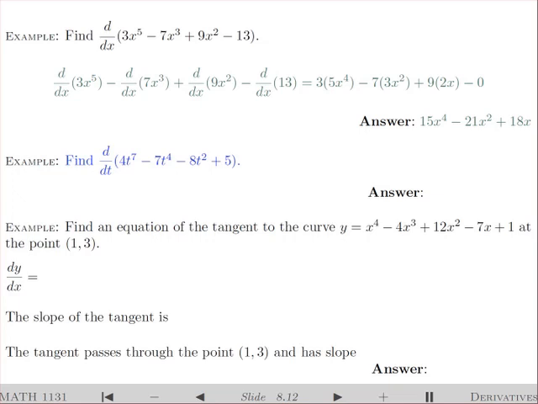The first term is 4t^7. 4 is a constant factor, so I keep it as it is. The derivative of t^7 is 7t to the power 7 minus 1, or 7t^6. And then minus 7 times the derivative of t^4, that's 4t^3. And then minus 8 times 2t, 2t is the derivative of t^2. Plus 5 at the end is a constant term, its derivative is 0. Now if I do the multiplications, I get 28t^6 minus 28t^3 minus 16t. That's the derivative of the given function.